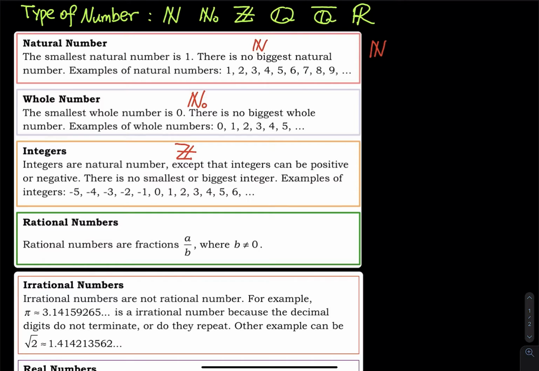And then rational number is basically a fraction, a divided by b, where b is not equal to 0, because we cannot have 0 in the denominator. Let's say 2 divided by 0. This is undefined, right? That's why we cannot have a 0 in the denominator. This number is basically meaningless. All right, a over b, where b is not equal to 0.